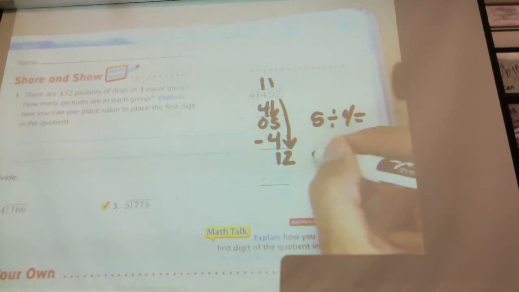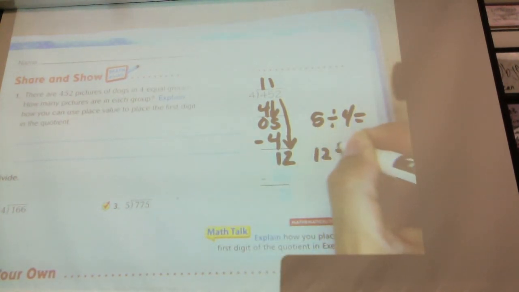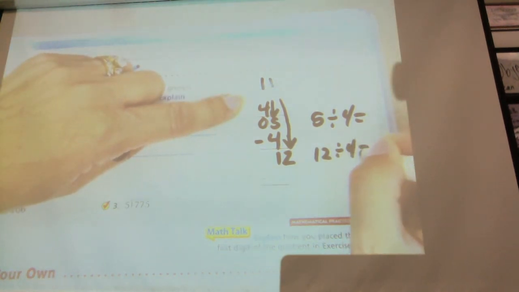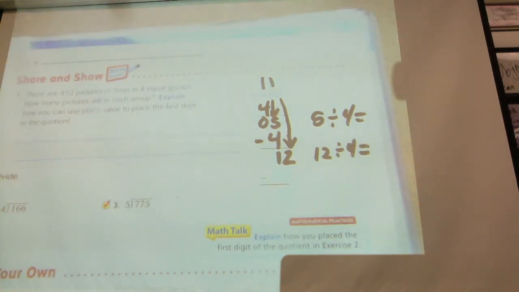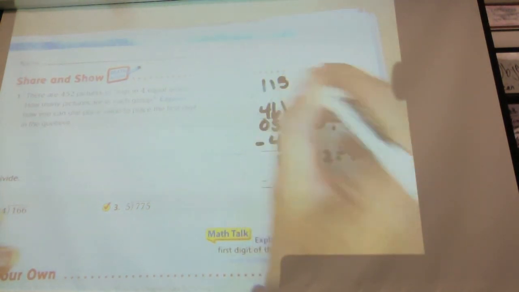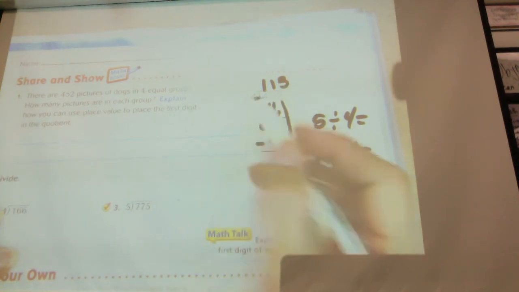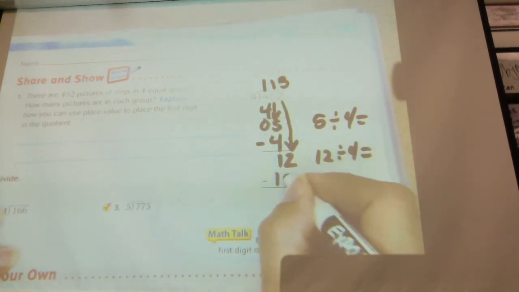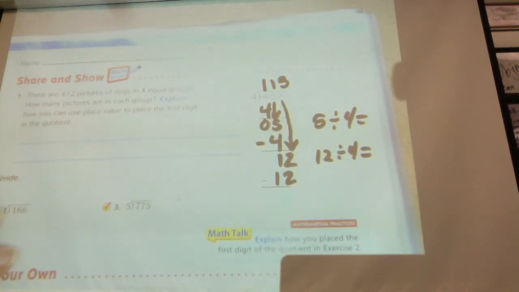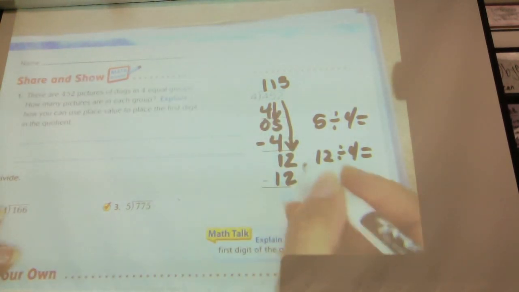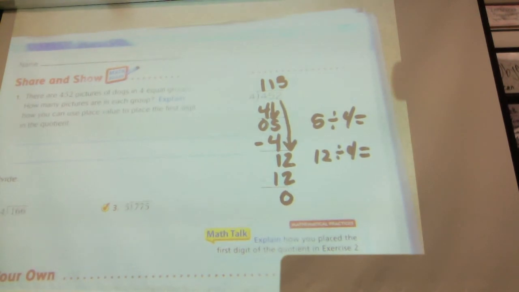So I'm going to ask myself, what is 12 divided by 4? I need to put this into 4 groups. What is 12 divided by 4? 3. So I'm going to have 3 in each group. 3 times 4 equals 12. I used up all 12 of my 1s. How many do I have left over? 0. Nothing.